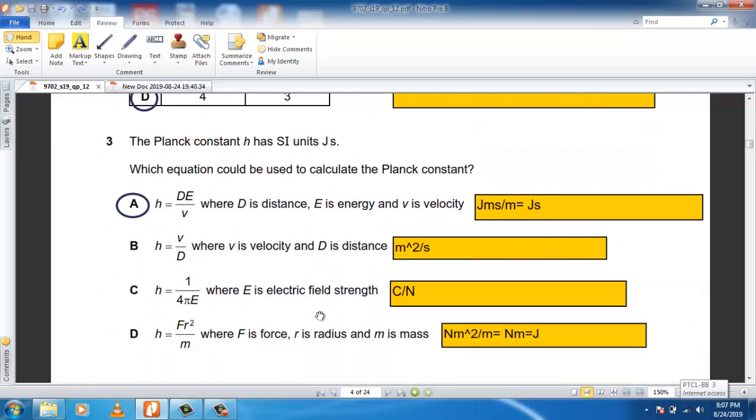Question number 3 says that the Planck constant H has SI units Js. Which equation could be used to calculate the Planck constant? For A, you can see that it's H equals dE over V, where d is the distance, E is the energy, and V is the velocity. So d is the distance, which is meter, E is the energy, which is joules, divided by meters per second. So the seconds come upwards, meters cancel out with meters, so it becomes joules second. So A seems to be the appropriate answer because it's joules second.